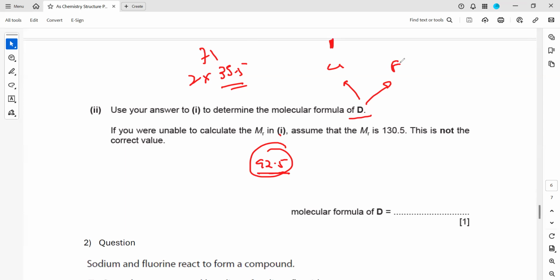If 1 chlorine is present, how many fluorine should be there? The mass of a fluorine is 19. If I have 2 fluorine, 19 multiplied by 2 is 38, plus 35.5, that will not make 92.5. But if I have 3 fluorine, 19 multiplied by 3 is 57, and 57 plus 35.5 gives 92.5. So this gives the idea that there should be 3 fluorine and 1 chlorine. So the result will be 92.5, the total mass.